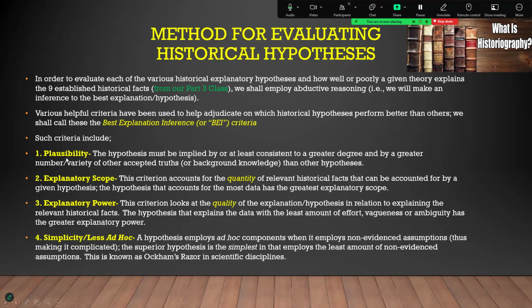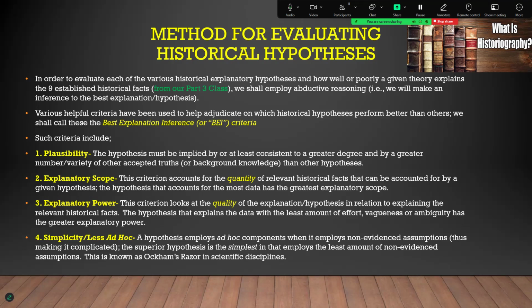In the first place, we have plausibility. Plausibility says that the hypothesis must be implied by, or consistent to a greater degree with, our background evidence, evidence that isn't directly related to our investigation. So it's not one of those nine facts that we learned about last week, but background knowledge. For example, if we're asking, did God raise Jesus from the dead? Relevant background knowledge would be, does God exist or not? That's what we mean by plausibility.